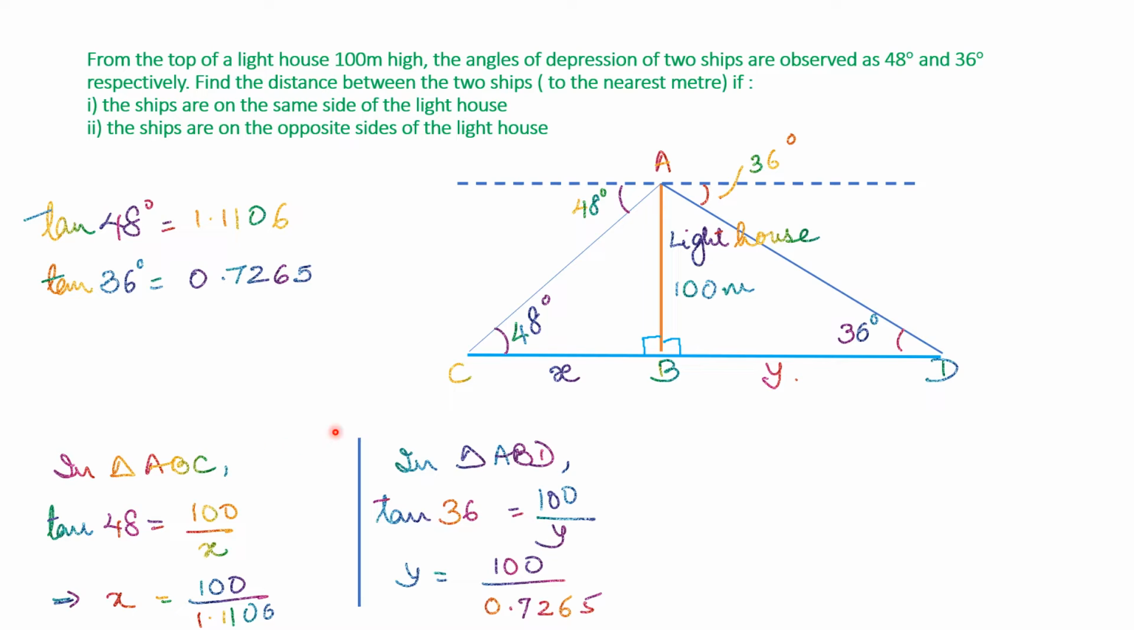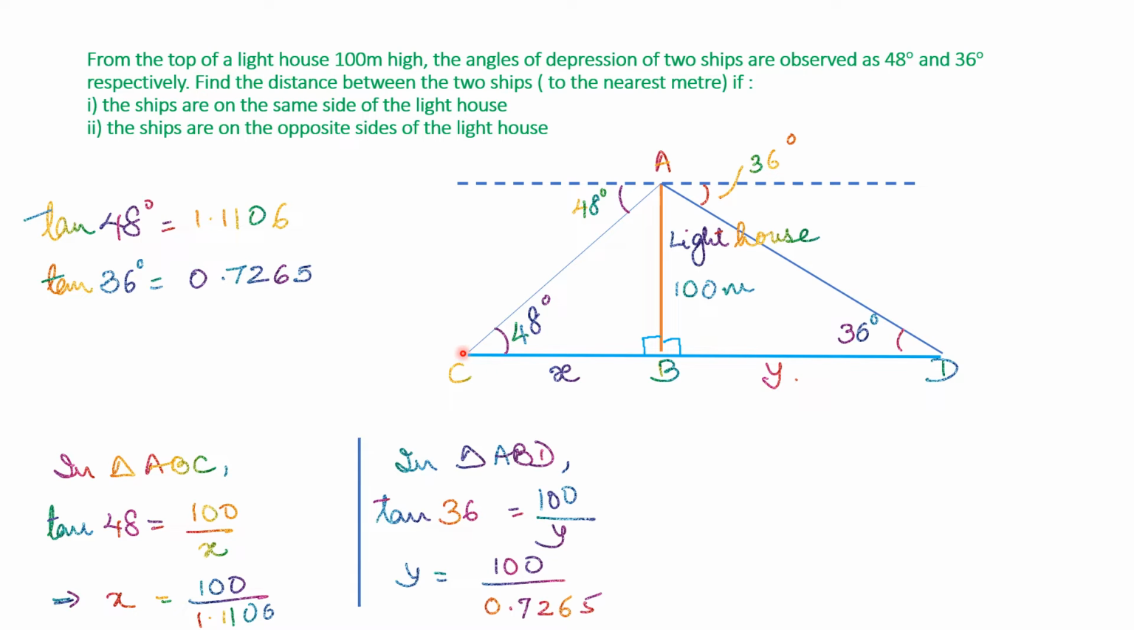You are now going to look at triangle ABC. Tan 48 is equal to opposite side divided by the adjacent side, that is 100 by x, and therefore x is equal to 100 upon 1.1106. Leave it there. Then go to the next triangle. In triangle ABD, tan 36 is equal to opposite side 100 divided by BD, that is y, and therefore y is equal to 100 divided by 0.7265.